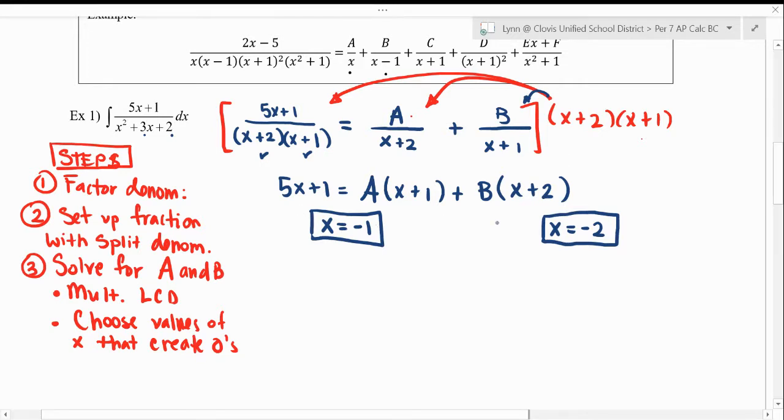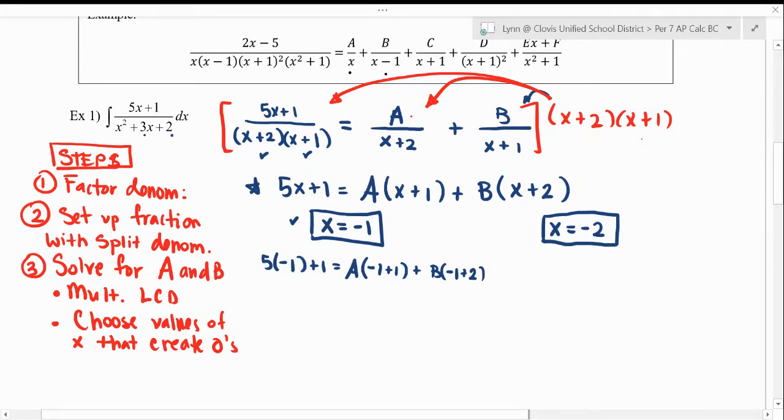Now I have to solve them independently. I can't put in -1 and then -2 at the same time, so I'm going to do one thing at a time. I'm going to replace all of the x's in this equation with -1. So I would have 5 times -1 plus 1 equals a times -1 plus 1, plus b times -1 plus 2. All I did was replace all of the x's in this equation with -1, and then I'm going to solve for one of the variables.